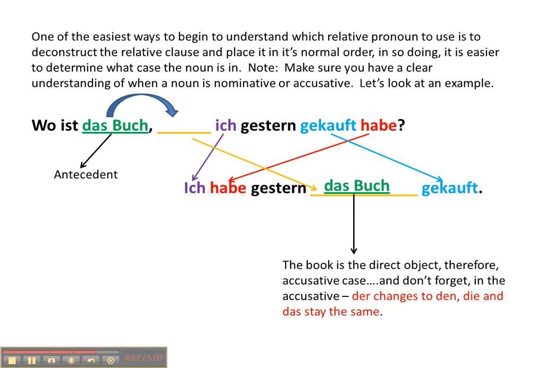Had it been a masculine noun, such as der Bleistift, then it'd be wo ist der Bleistift, den ich gestern gekauft habe. And had it been a feminine noun, such as die Landkarte, wo ist die Landkarte, die ich gestern gekauft habe? So fairly simple.